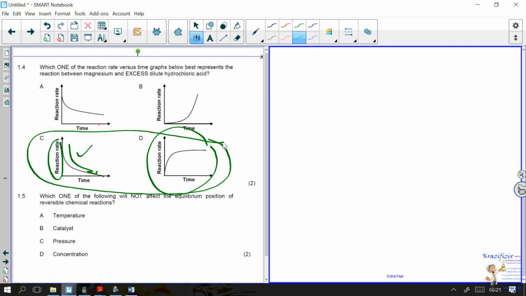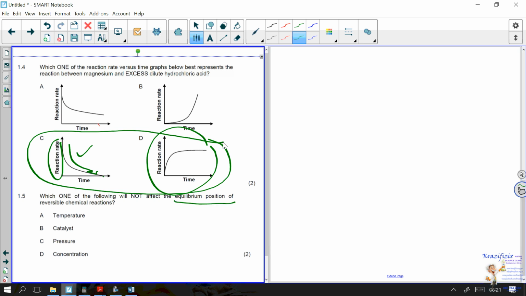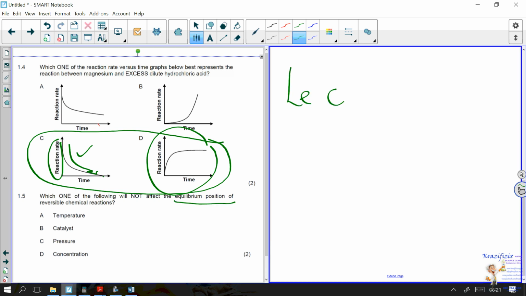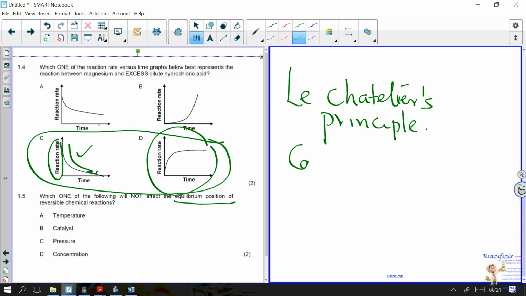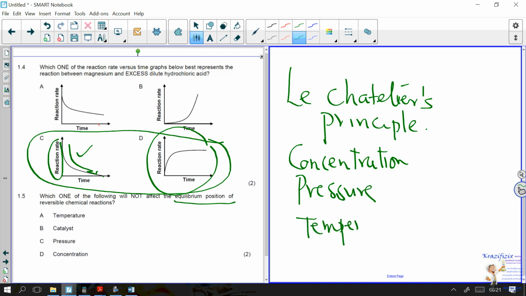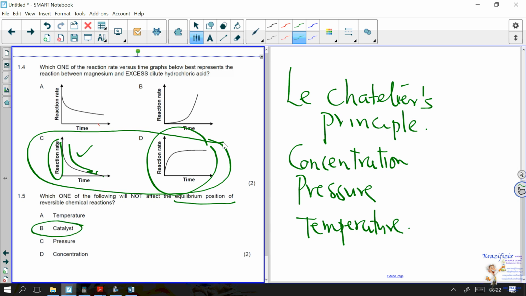Question 1.5. Which one of the following will not affect equilibrium position? This is simply asking for Le Chatelier's principle. What are the factors we know in Le Chatelier's principle? Concentration, pressure, and temperature. These three will affect equilibrium. So the correct answer, which one will not affect it? Catalyst, because a catalyst affects both the rate of the forward and the reverse reaction.